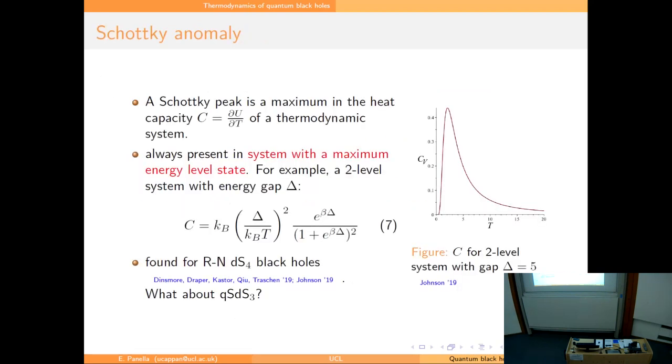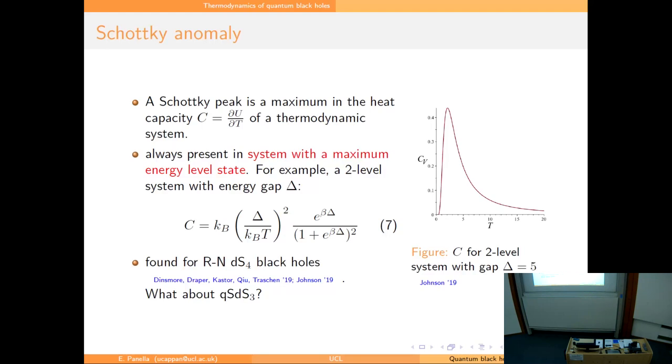I'm going to just showcase very quickly one thing that I think is very interesting about de Sitter black holes, and probably is not very well known, and that is its heat capacity as a Schottky anomaly. So what is a Schottky anomaly? This is common in just usual thermodynamics. If I take the heat capacity, which is just the partial derivative of the internal energy with respect to the temperature of the system, then if I consider a system with a maximum energy level state, then, for example, for a two-level system with energy gap delta, the heat capacity has a peak, and then actually instead of growing with temperature, it starts coming down again after starting from 0 temperature.